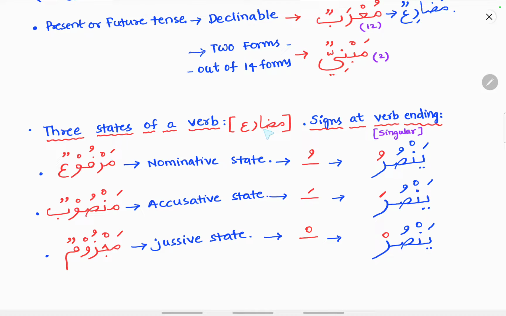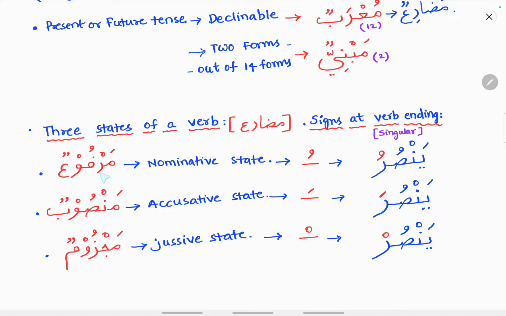Whereas fe'lul madi and fe'lul amr are non-declinable, fe'lul mudari is declinable. So fe'lul mudari comes under the category of mu'rab, and fe'lul madi and fe'lul amr come under the category of mabni. That means they are non-declinable. Now coming to the three states of a verb and the signs at the verb endings.